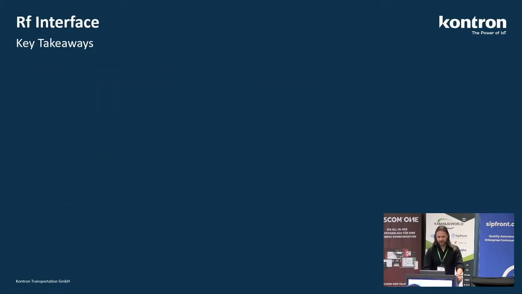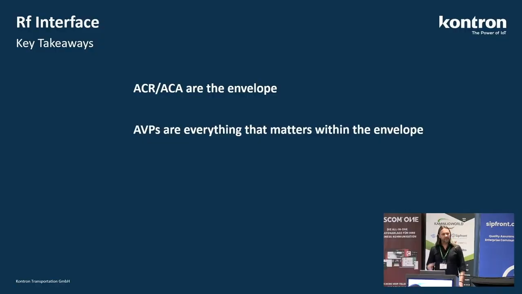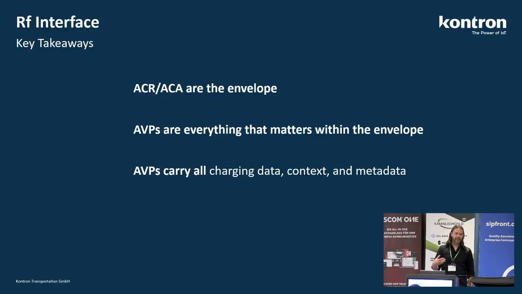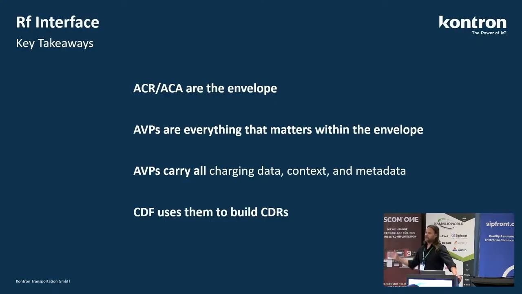Okay, yeah, what are the key takeaways for the interface itself? You have just two messages, the request and the answer, which are basically the envelope. Then you have the AVPs, which is basically the information, the metadata, and everything inside, so the value pairs. And finally, this information is passed to the charging gateway function, charging data function, and there the CDRs are generated and can then be sent towards post-processing, like the billing mediation.